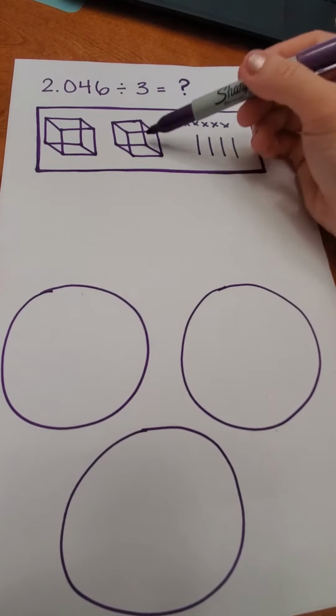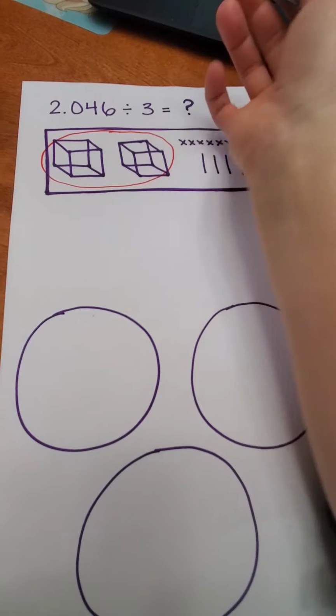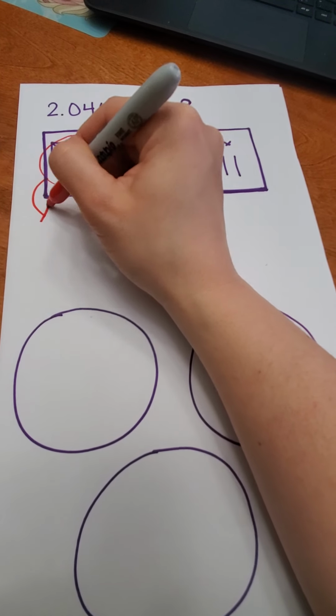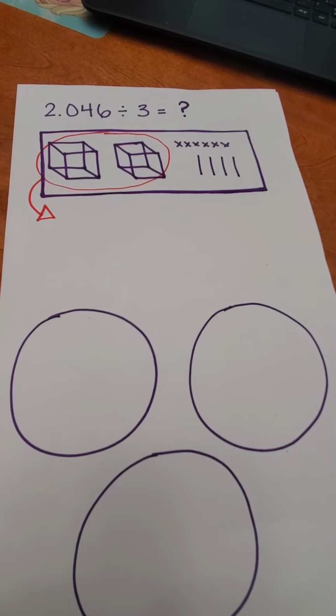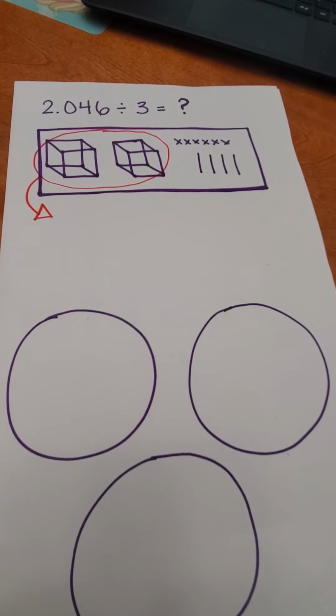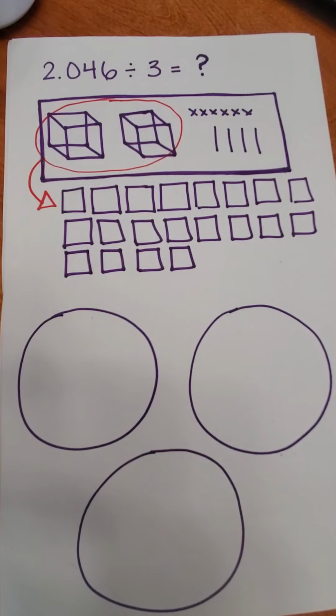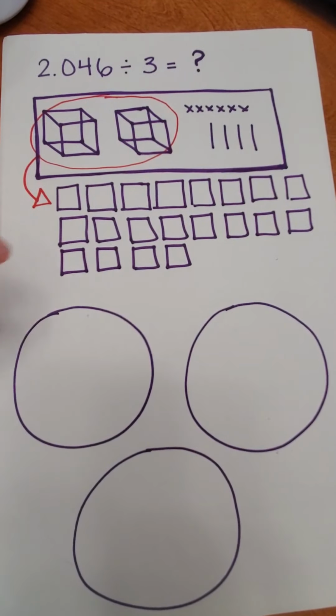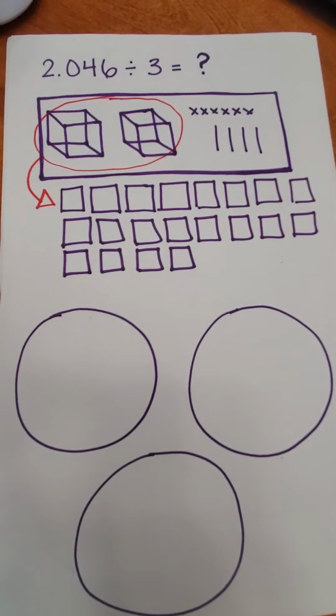So I'm going to take these 2. I'm going to use a different color. I'm going to circle them because I'm going to show you that I'm working with these 2 blocks. And I'm going to go down here and break them up into flats. And there we go. So I broke those down into 20 flats because 10 flats make up a cube. So I have 2 cubes, so I have to make 20 flats there.